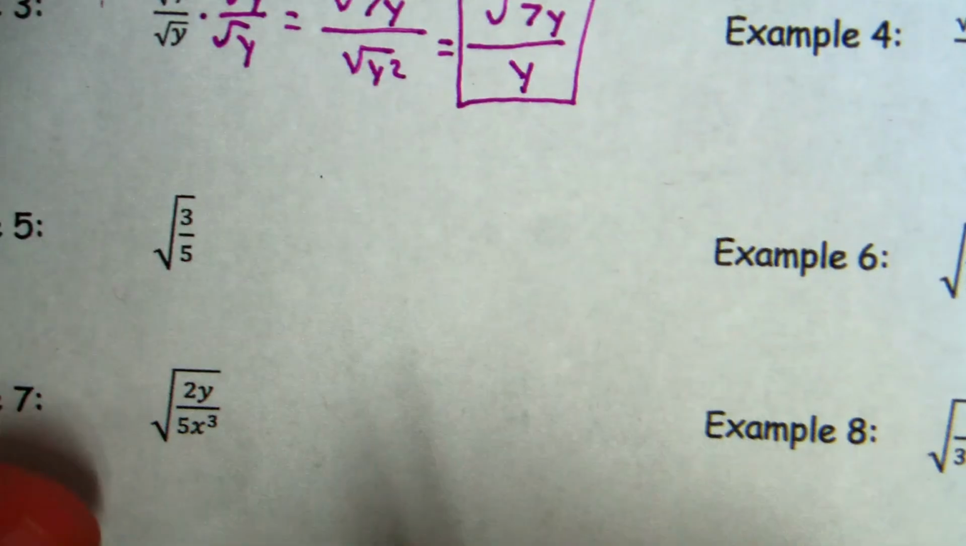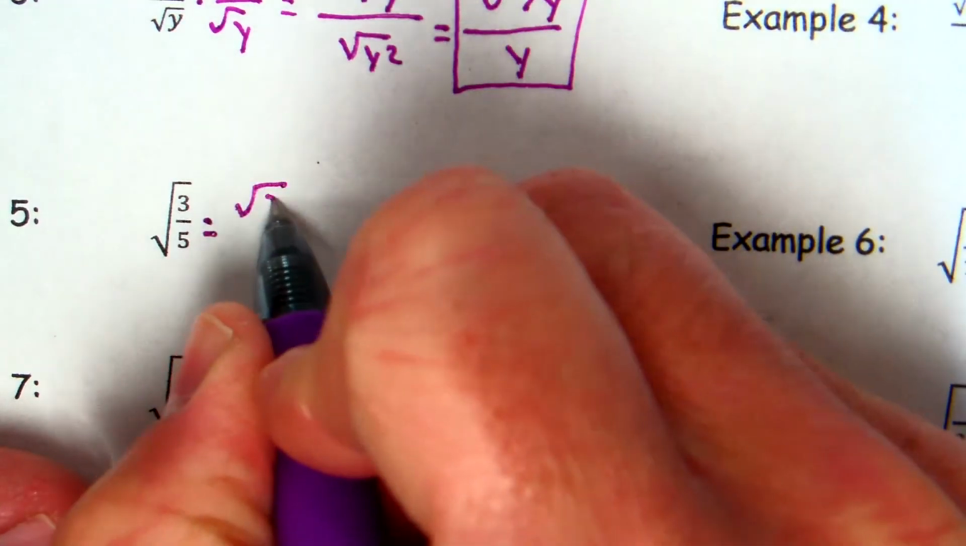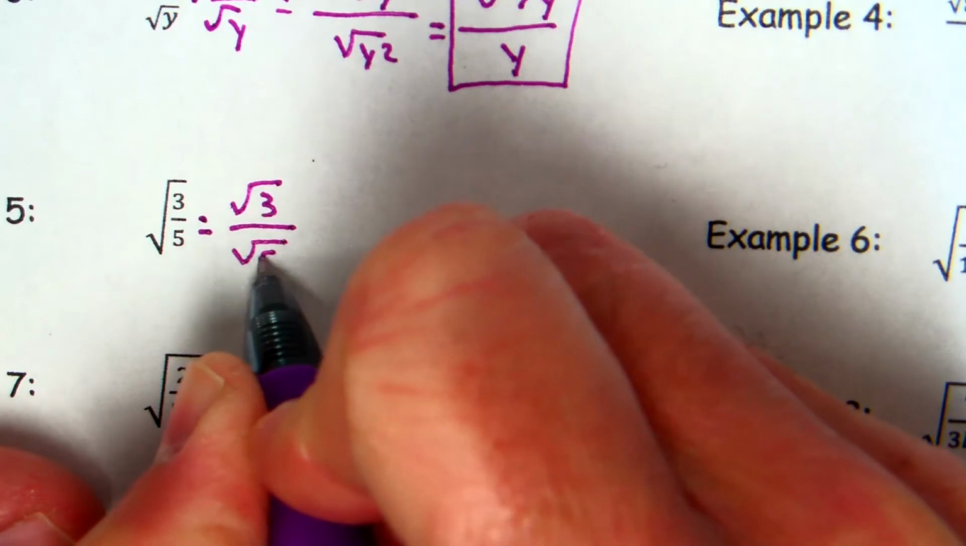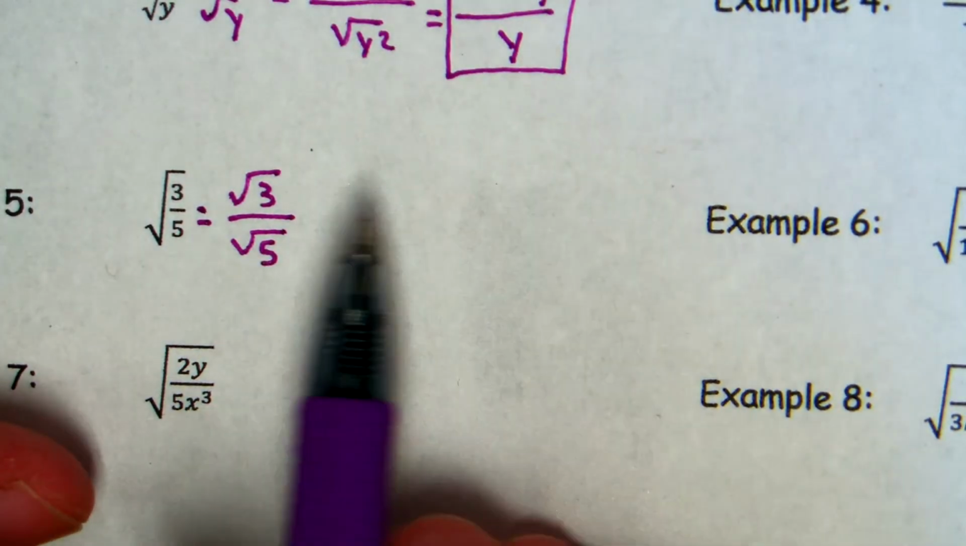Example 5 violates Rule 3. No fractions under my radical. Because of that, I'm going to split it using my division property for radicals. Now it looks just like all the others.